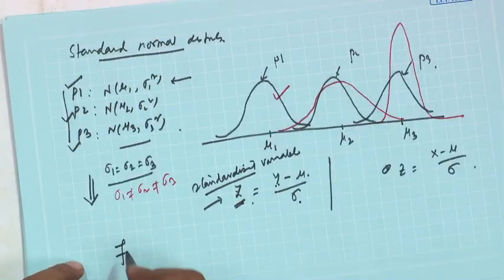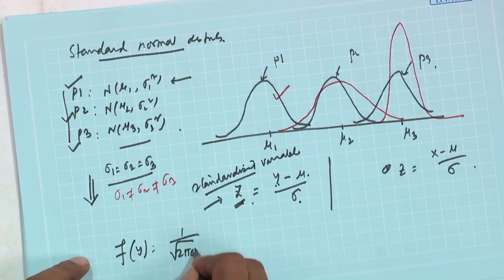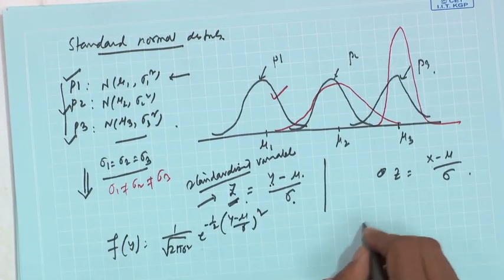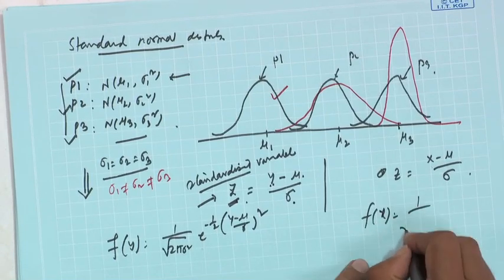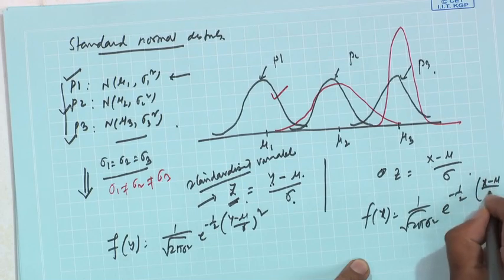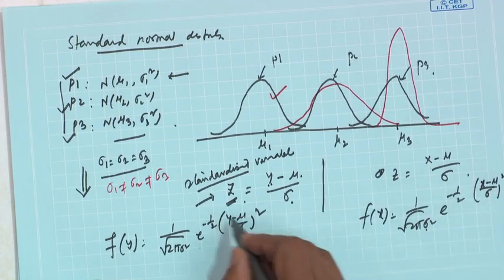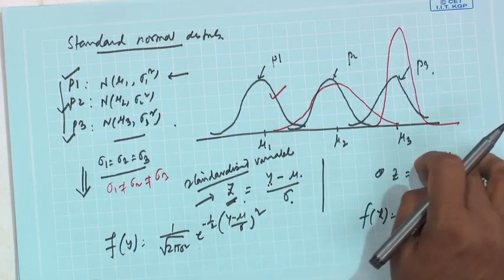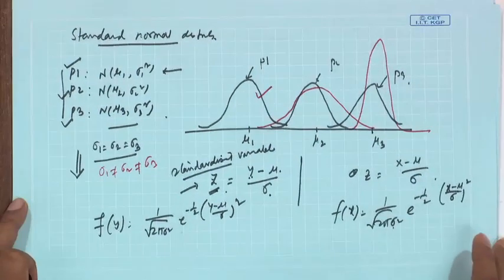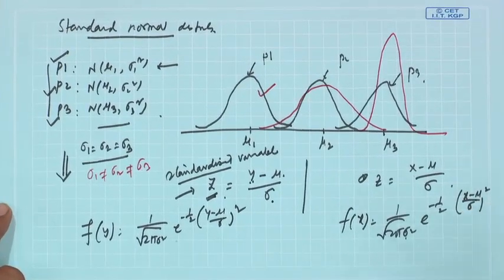Now, if my PDF f y is 1 by root over 2 pi sigma square e to the power minus half y minus mu by sigma square, or if you use x, then you will write in the same manner 1 by root over 2 pi sigma square e to the power minus half x minus mu by sigma square. Please keep in mind that this sigma and mu and that sigma and mu are not the same. This is for y, this is for x. If there are different random variables, there are different mu and sigma. Just for the sake of simplicity, I am not giving any other notation like mu x, sigma x, it can be given.